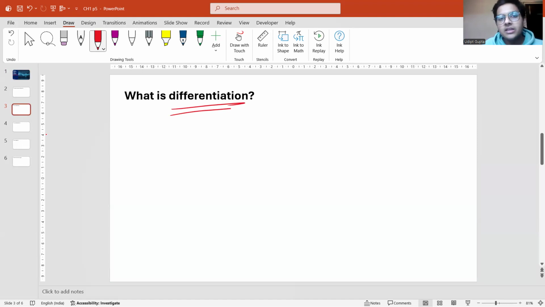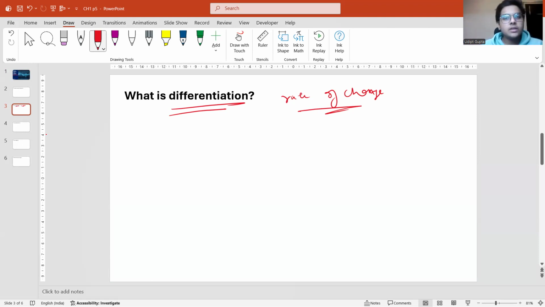So, what is differentiation? Differentiation is the rate of change calculation, the rate of change. That's it. The second order derivative, the third order derivative, that's a different thing, that's another part of this. But here you are just learning the rate of change.